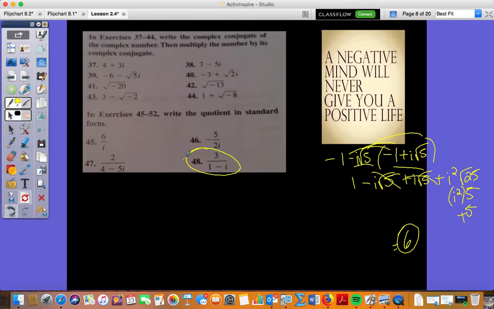3 over 1 minus i. To Mary Grace's point, this is something that we'll use as far as complex conjugates go to get rid of the i on the bottom, okay? Elijah, may I ask you this question in relation to complex conjugate, okay? What is the conjugate of 1 minus i?